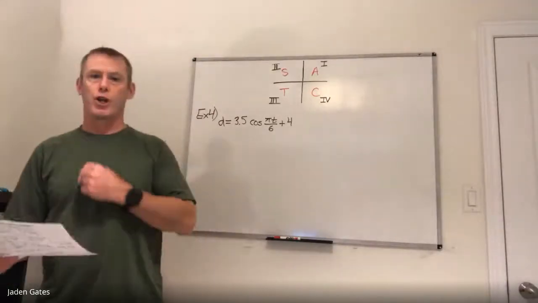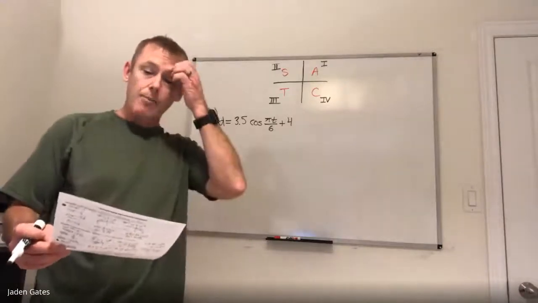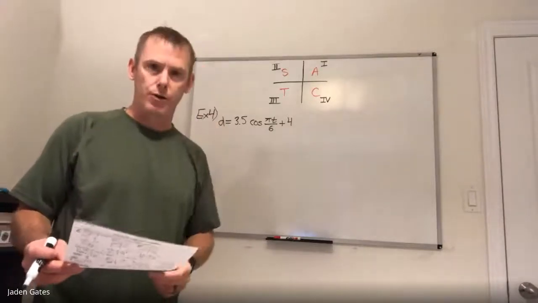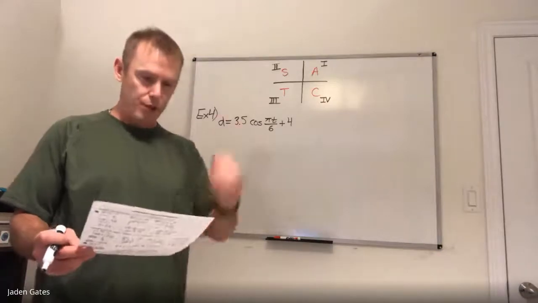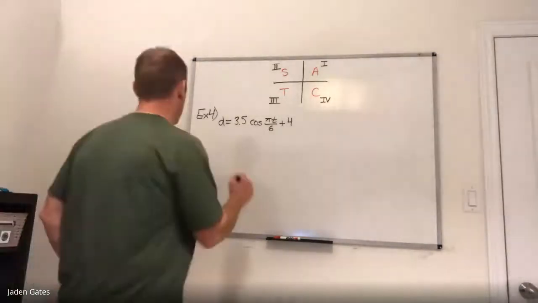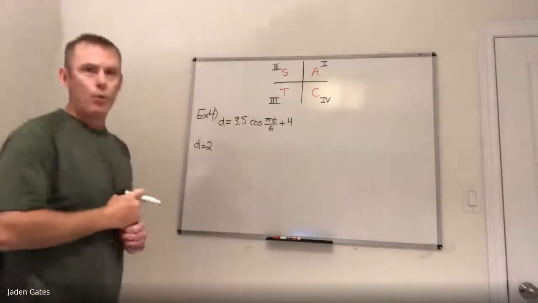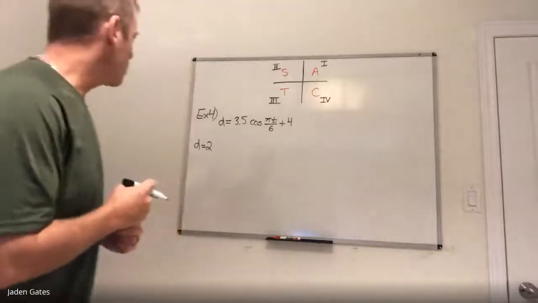Here's how I'm going to change this question for tests and quizzes, because we didn't do graphing: I'm going to ask you, when would the water be 2 meters deep? All right, that's what I'm going to ask. When is it 2 meters deep? So that means the d value we're looking for is 2. At what time is the water 2 meters deep?